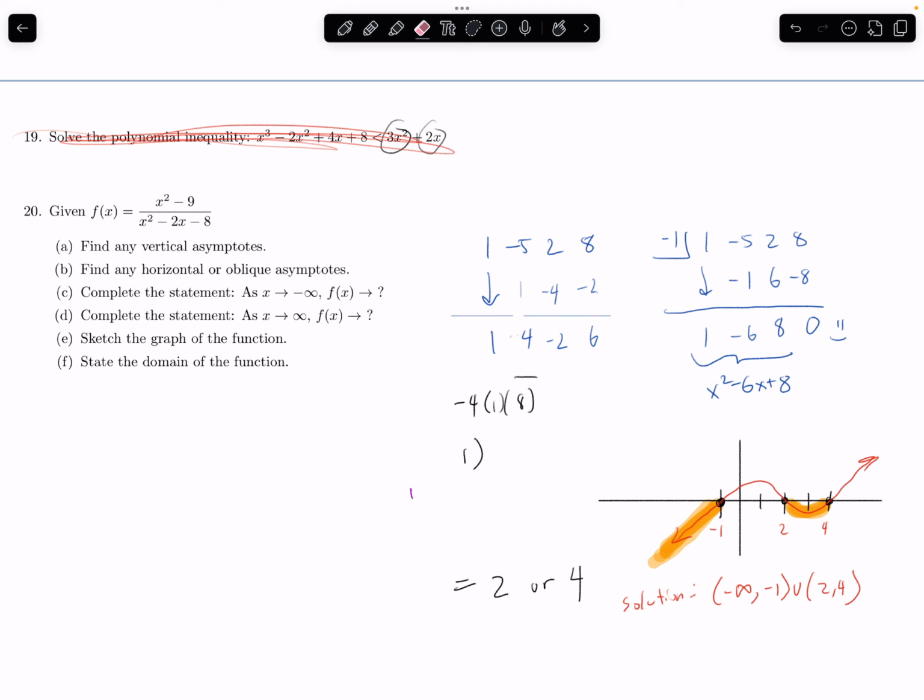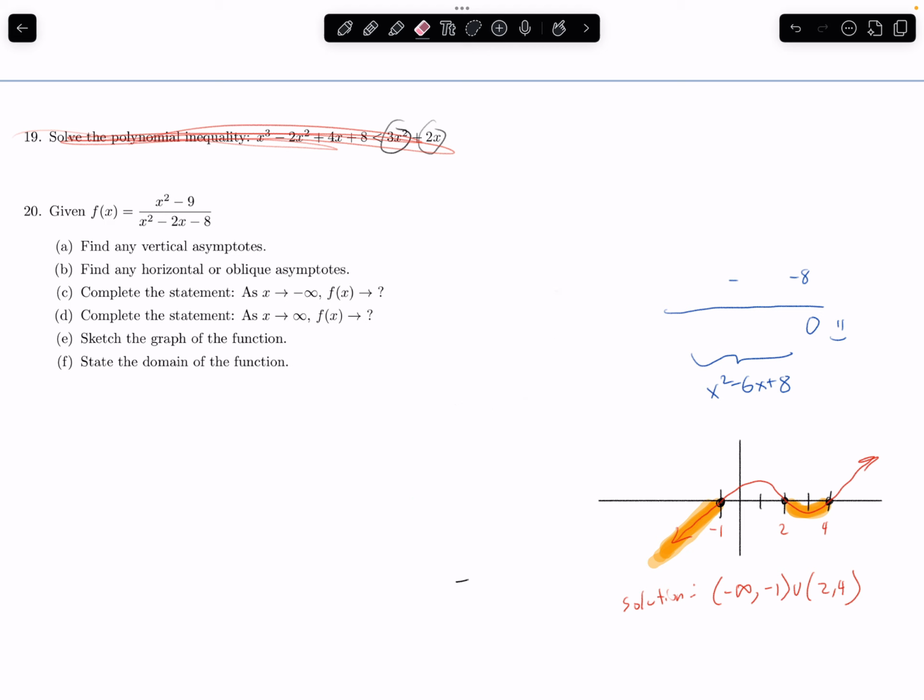Okay, as I'm erasing, let's look ahead to number 20. 20 is about graphing that thing eventually, yes. Graphing that rational function, starting by finding vertical asymptotes, horizontal or oblique asymptotes.